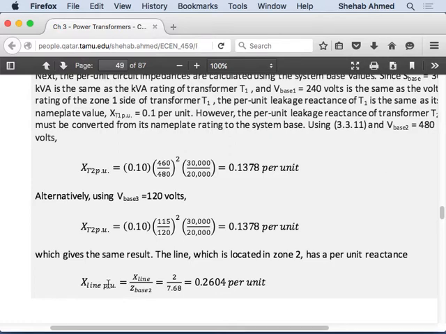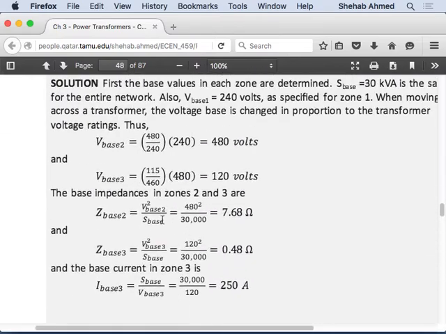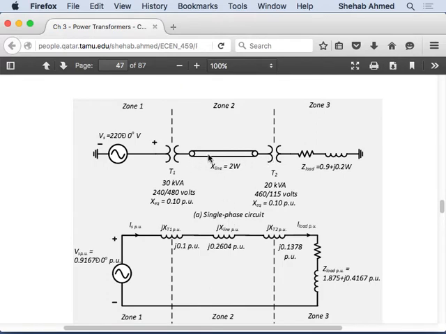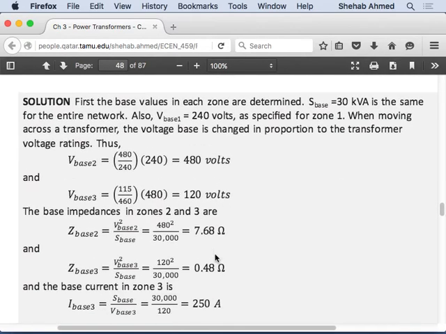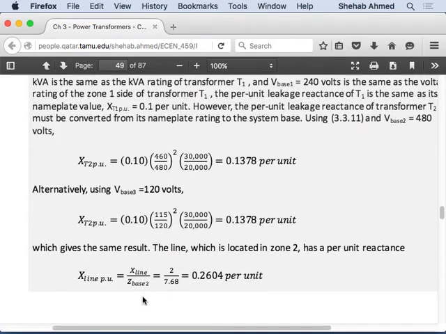So you have to calculate, you already calculated the base value of impedance in zone 2 where the transmission line is located. You take the actual value, which is 2 ohms, divided by the base value. The transmission line is in zone 2, right? So you calculated the base impedance in zone 2, which was 7.68 ohms. So you just take the actual value divided by the base value of impedance in that specific zone. Right? So that's 0.2604.